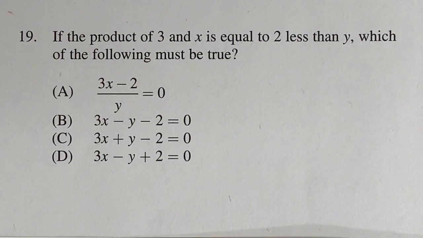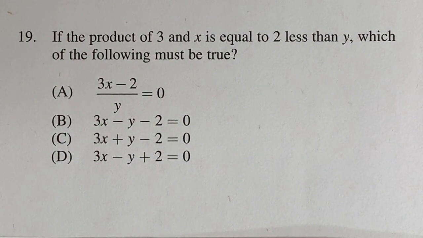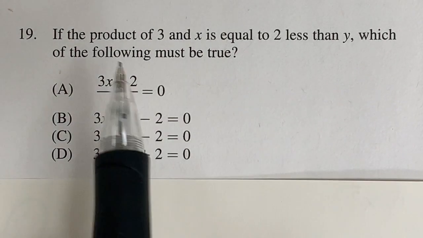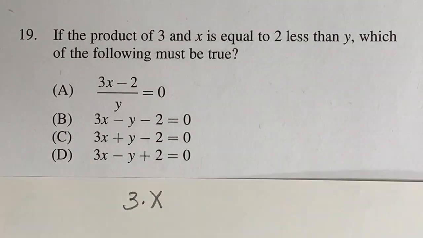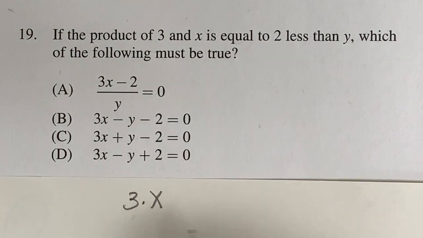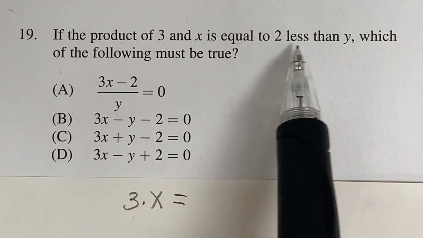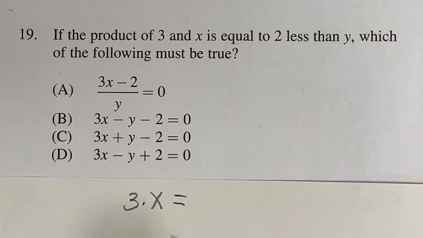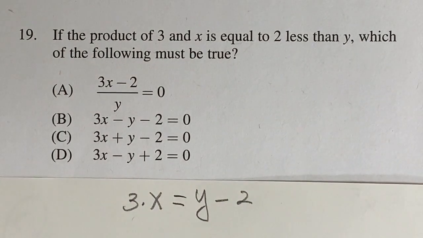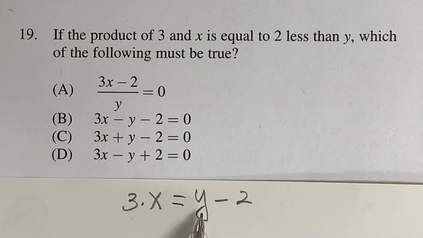Question number 19. If the product of 3 and x is equal to 2 less than y, so this is a word problem, which of the following must be true? Here it says a product of 3 and x. A product means multiplication, so 3 times x. Equal sign, to 2 less than y. The less means subtracted from y, so y minus 2. So 3x is equal to y minus 2.